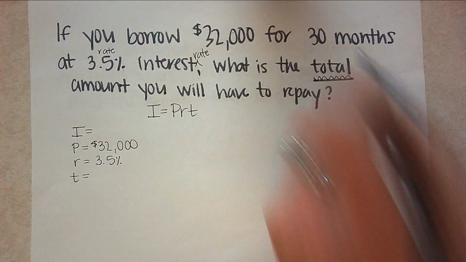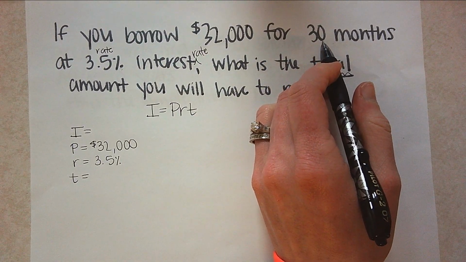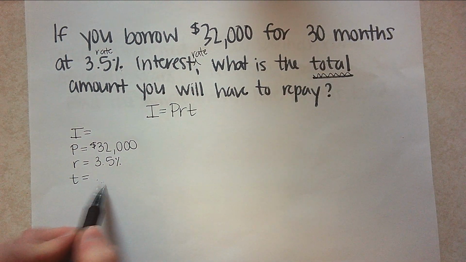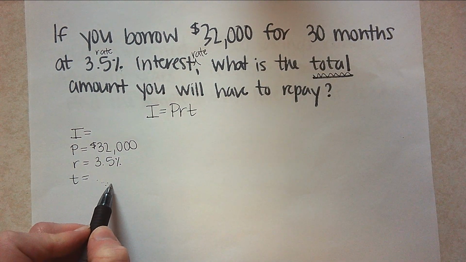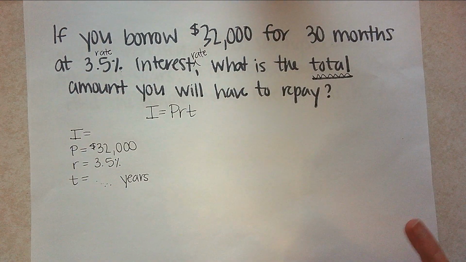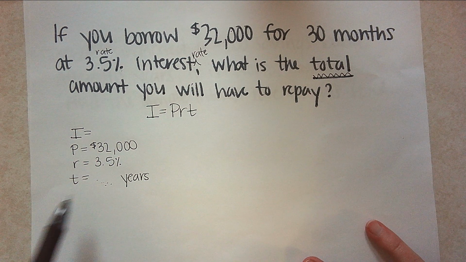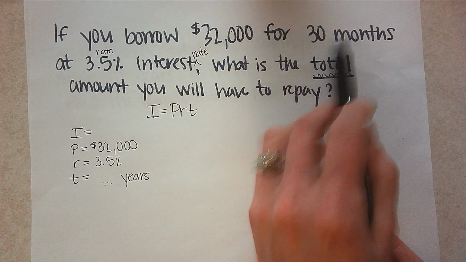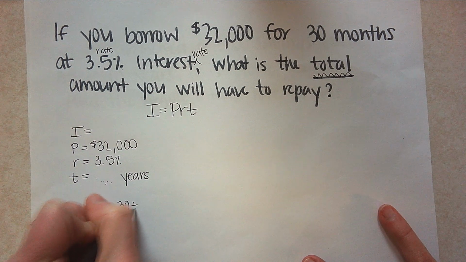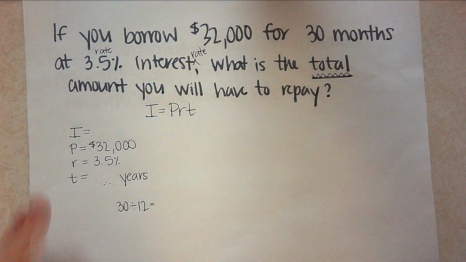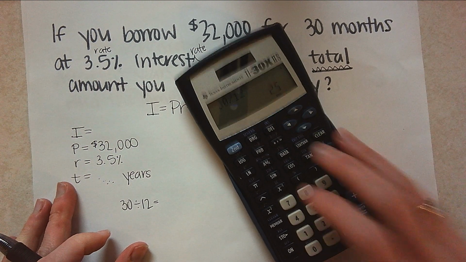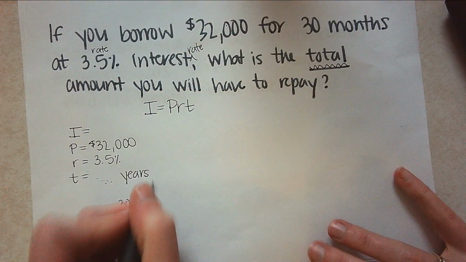And then our time says 30 months, and we're always really tempted to want to put 30 months here, but remember that time is always in years, and this is in months. So before I put that here, I have to figure out how many years 30 months is, and because there are 12 months in a year, 30 divided by 12 is 2.5.